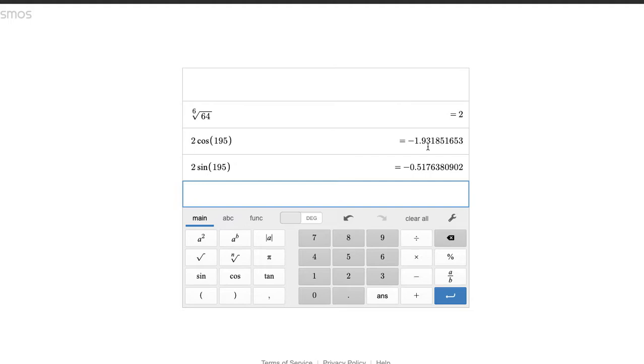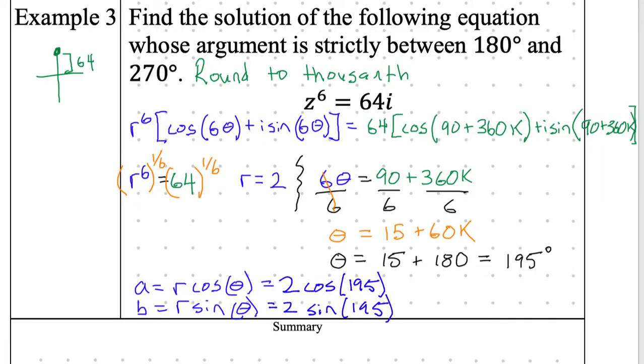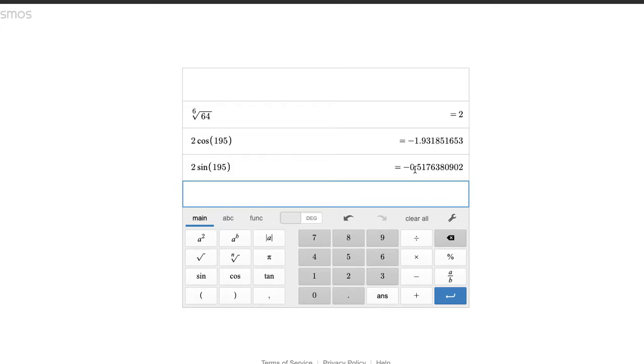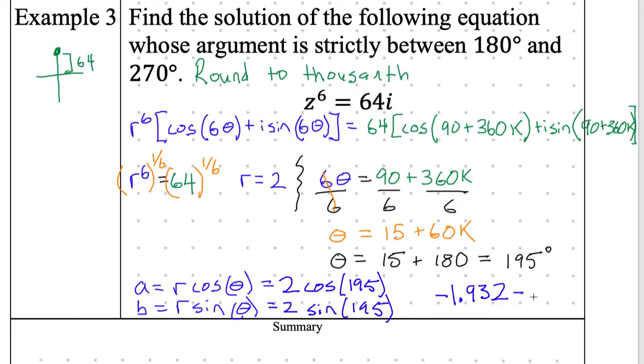The answer here, if we're rounding to 3 decimal places, is negative 1.932, that came from the cosine, and minus 0.518i. Final answer, box it, the end.